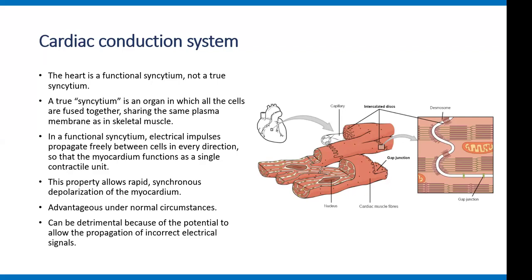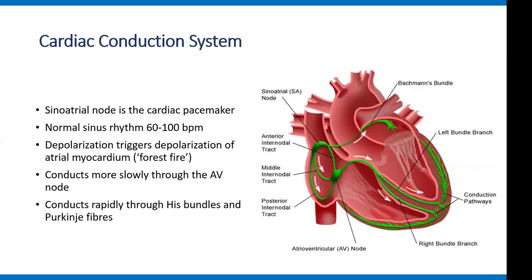So the cardiac conduction system, we all know, consists of the sinoatrial node, the internodal tracts, the anterior, the middle, and the posterior, and the AV node. The sinoatrial node acts as the primary pacemaker of the heart.